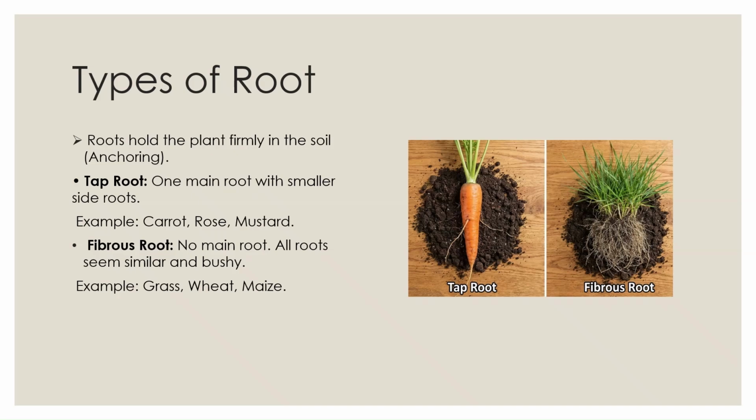Second one is fibrous root. These don't have a main root. It looks like a bunch of fibers. Examples are grass and wheat.